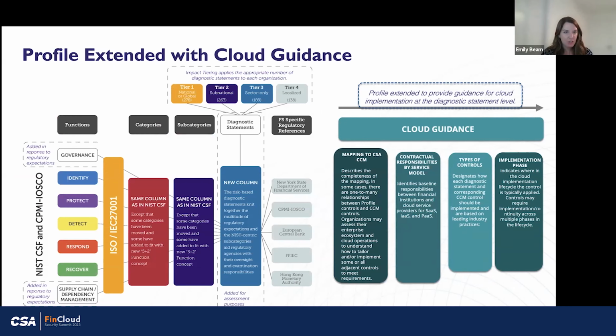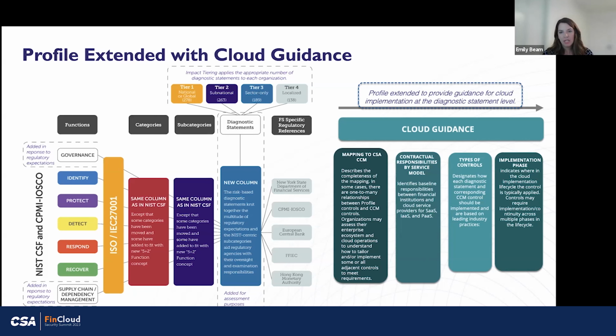So one of the things here, we walked through already the slide on the left, which really shows the architecture of the profile. And on the right, you'll see how it's extended for cloud guidance. So we included a mapping to the CSA CCM version 4, as well as a description of the compatibility between those requirements or the gaps that may or may not exist.